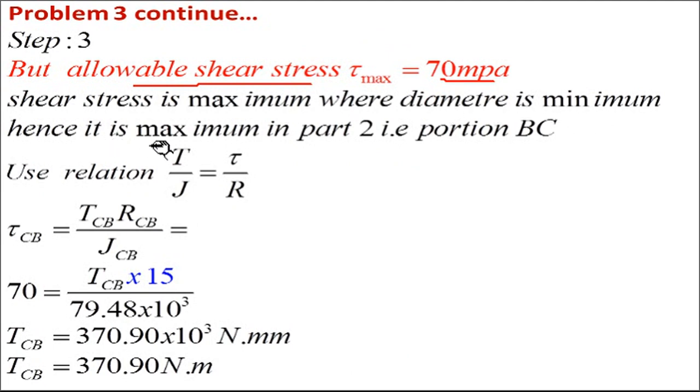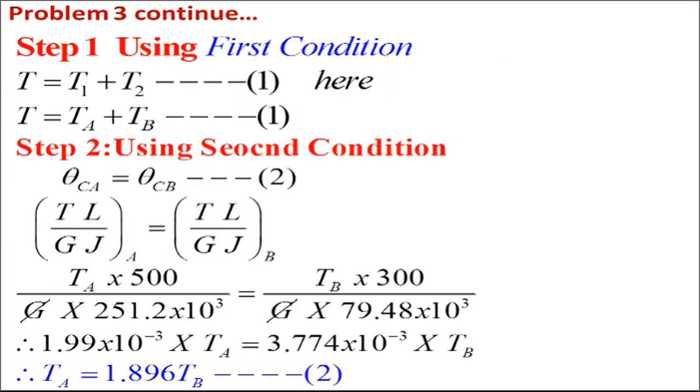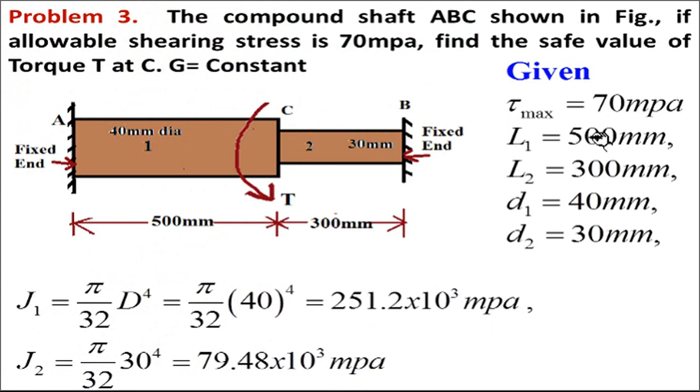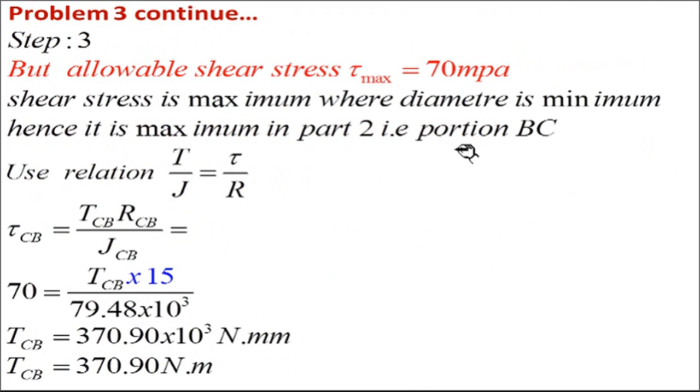Okay, and hence it has a maximum in part two. तो यहाँ पे आपको दिया क्या है कि मैक्सिमम शेयर स्ट्रेस दिया है, मैक्सिमम शेयर स्ट्रेस टाउ मैक्स, और टाउ कहाँ पे मैक्स होगा, जहाँ पे डायमीटर कम होगा. तो दोनों में से आपको क्या होगा, you have to choose the diameter where shear stress is maximum. So when area is more shear stress will be less, but here area is less means shear stress will be more, means you have to take section second where diameter is 30 mm.